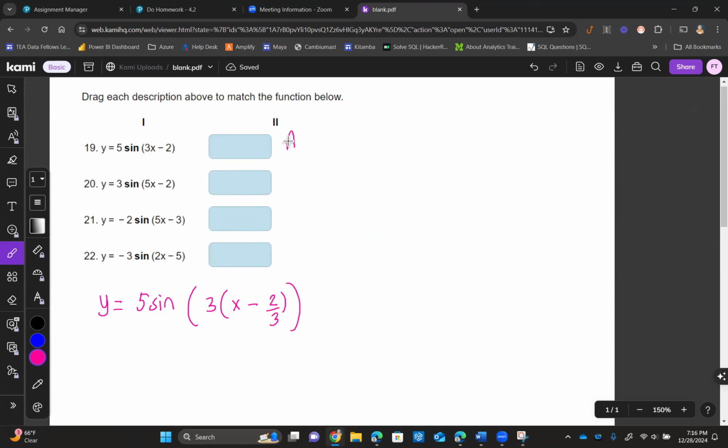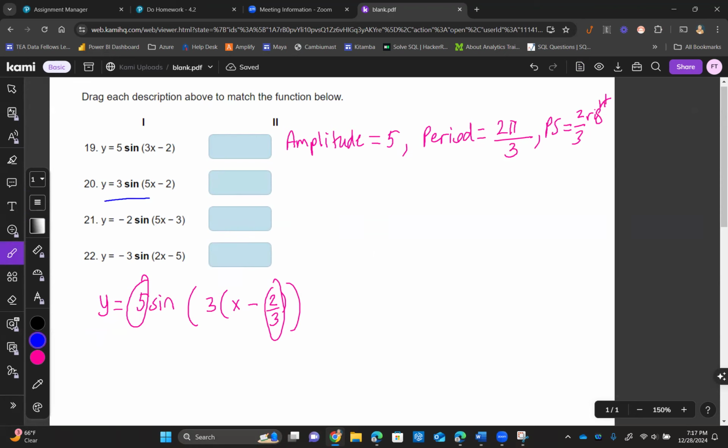Now, amplitude here will be calculated by looking at this number. So this number always represents the amplitude. That's 5. So the period, its formula is always 2 pi divided by the number in front of the x. And here in front of x, we have 3. So the period is 2 pi over 3. And then the phase shift is, this number creates the phase shift, 2 over 3 to the right.